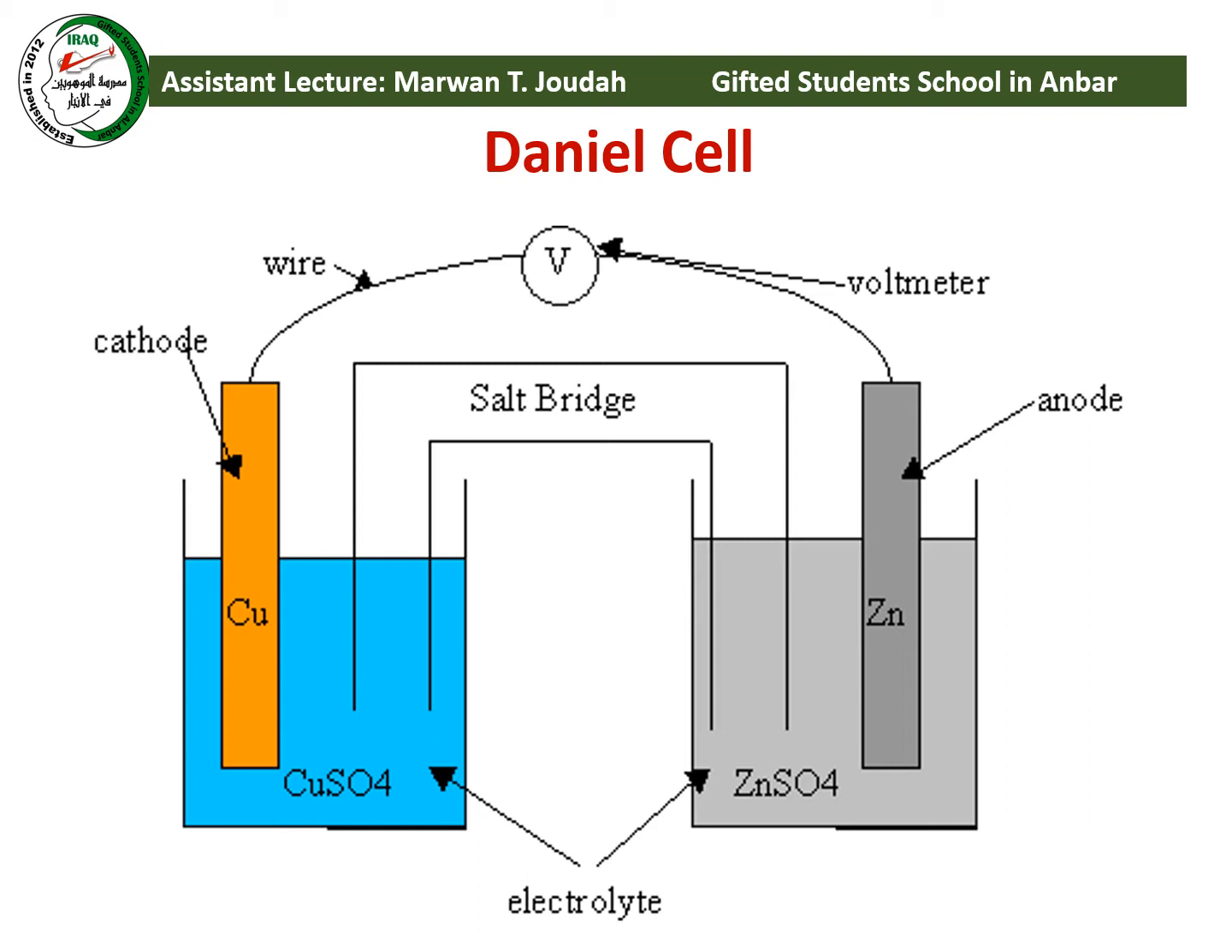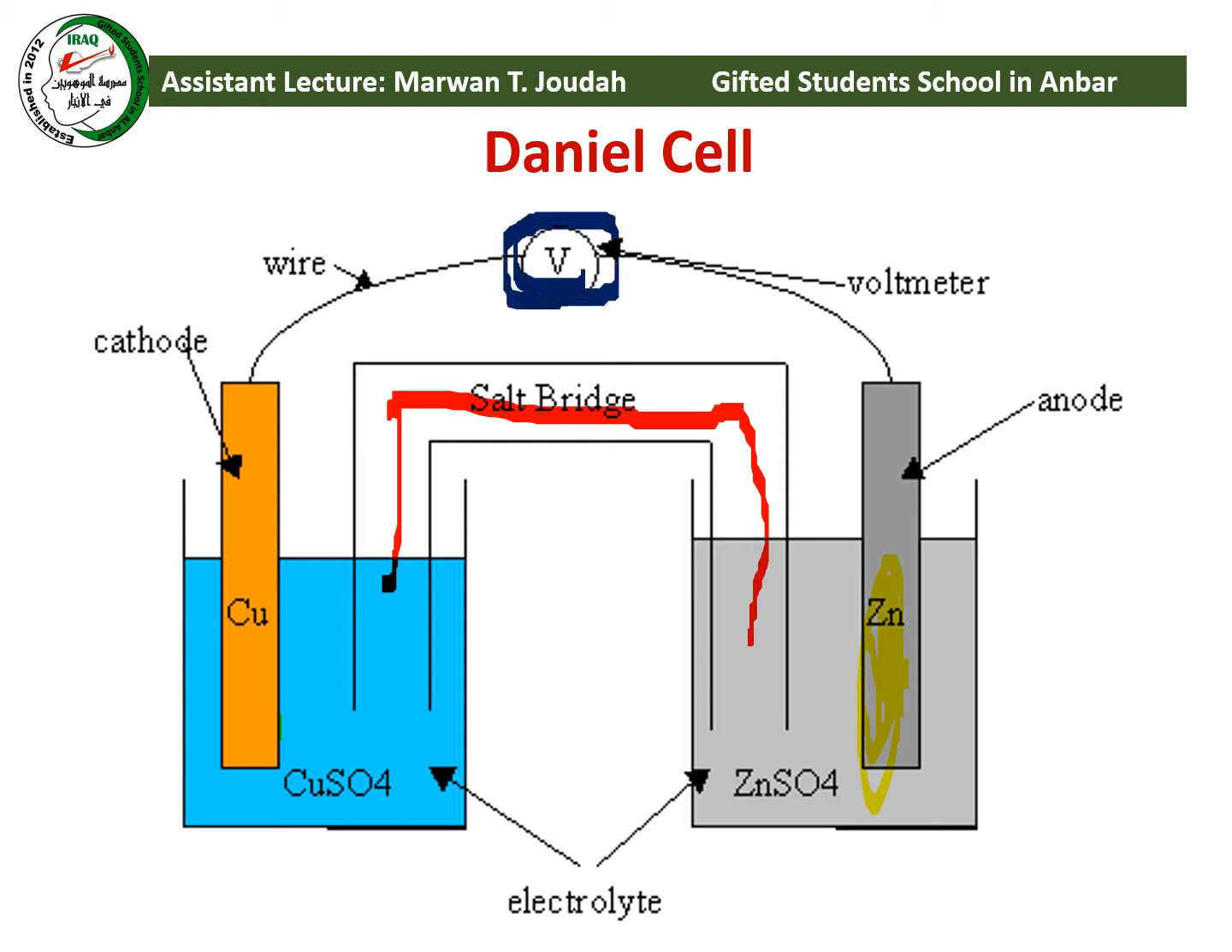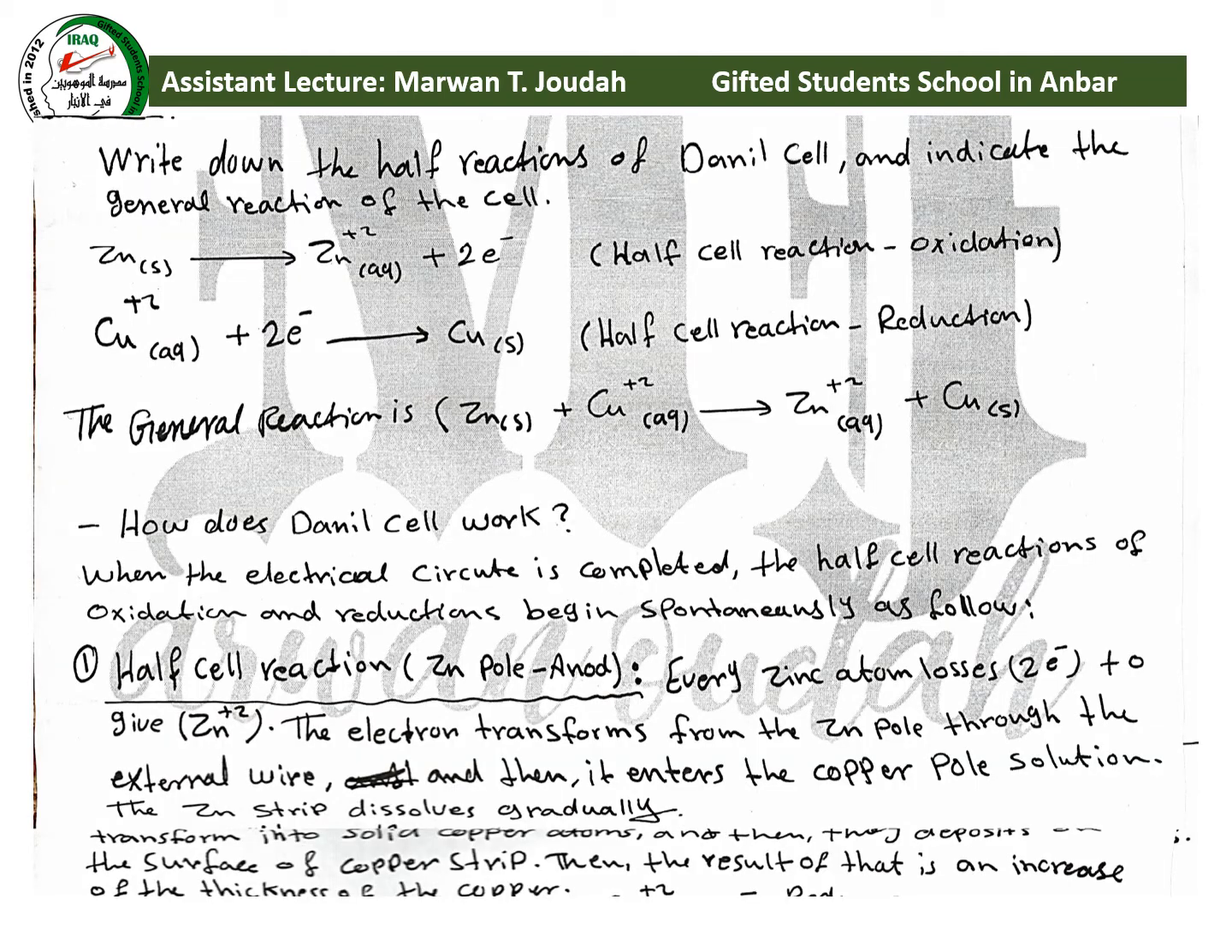Now, this is the Daniell cell. As we mentioned previously, we have two containers here, this one with ZnSO4 and the Zn, and the Cu in CuSO4, and this is the salt bridge. And here we have the switch. That's the current, the wire, the cathode, and the anode.